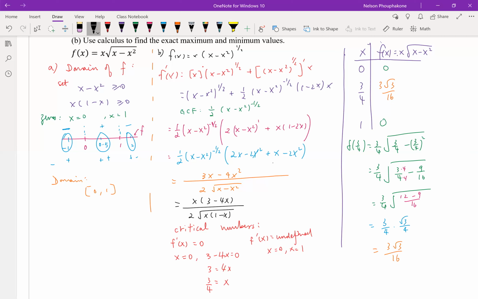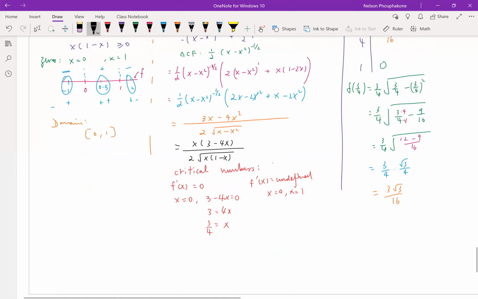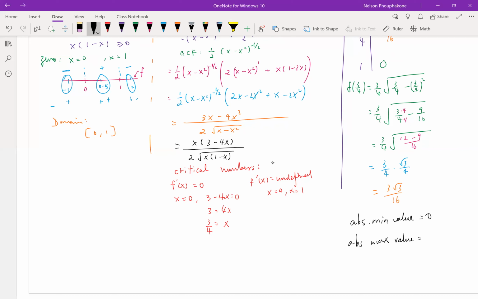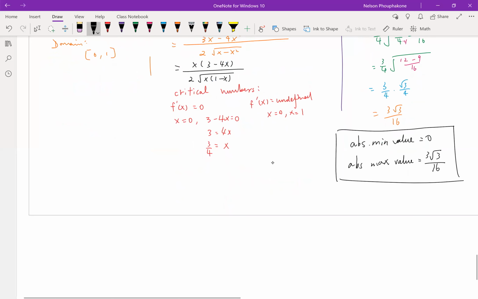Now let us make the decision. My absolute minimum value is equal to 0, and my absolute maximum value is equal to 3 root 3 over 16. Okay, this is it.